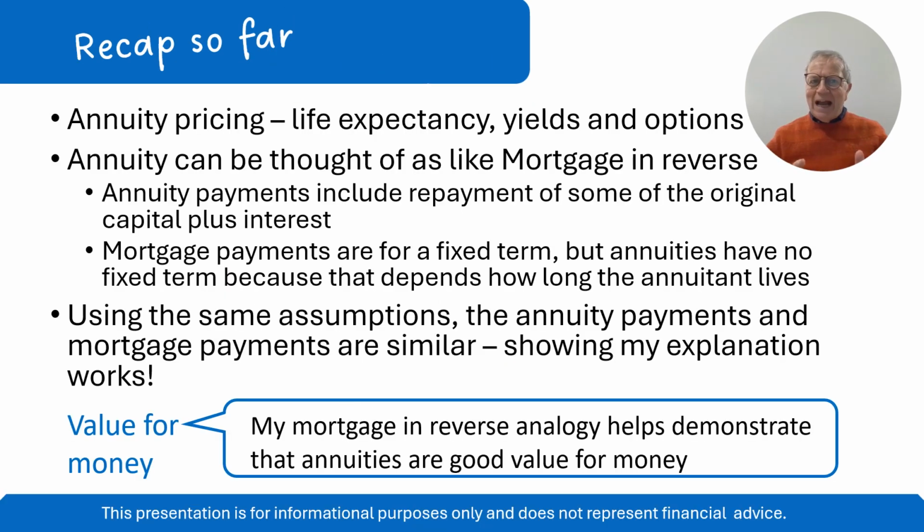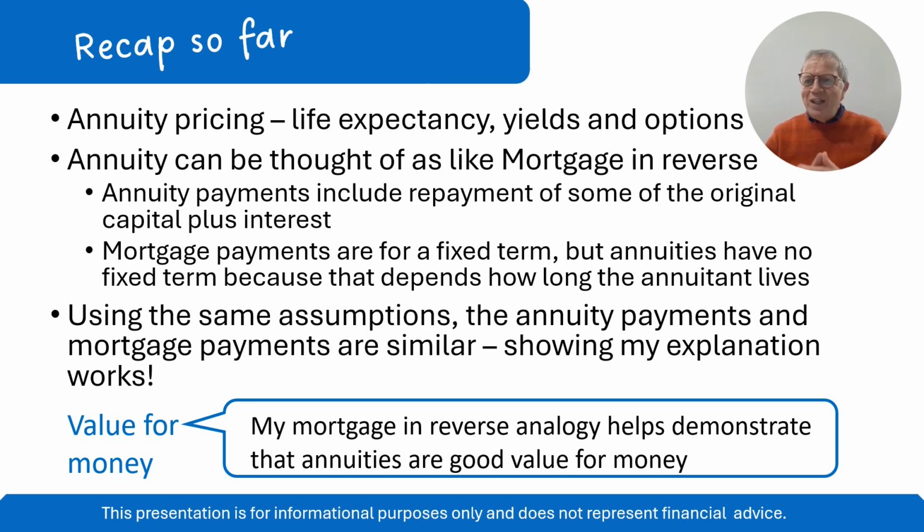So let me just recap so far. Annuity pricing depends on life expectancy, yields and options. We can think of an annuity as being like a mortgage in reverse. The annuity payments include some of the original capital plus interest. Whereas for a mortgage the payments are a fixed term, with annuities there's no fixed term. It's open-ended because it depends on how long the annuitant lives. So using the same assumptions, the annuity payments and mortgage are similar, just showing my explanation works.